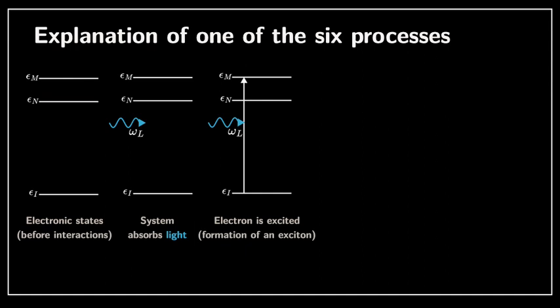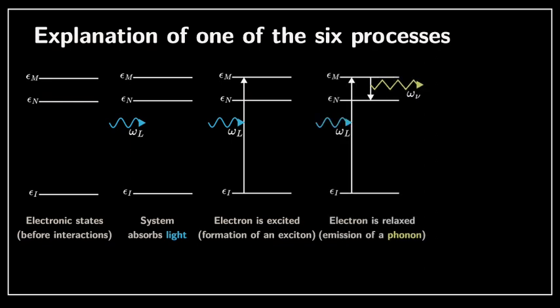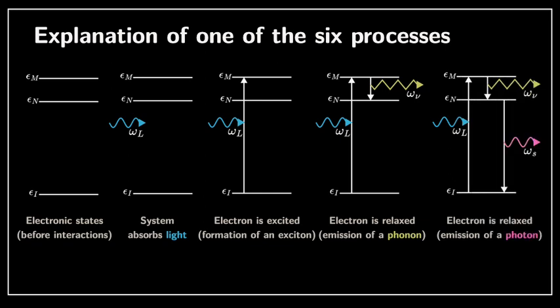Now this electron can relax into a vibrational mode, for example, to a lower energy. In this case, the energy corresponds to the presence of a phonon. During the relaxation, you have the emission of a phonon, in yellow. And finally, the system doesn't like to be in an excited state, and it relaxes completely back to the ground state. In this case, the energy, omega s, corresponds to a photon.